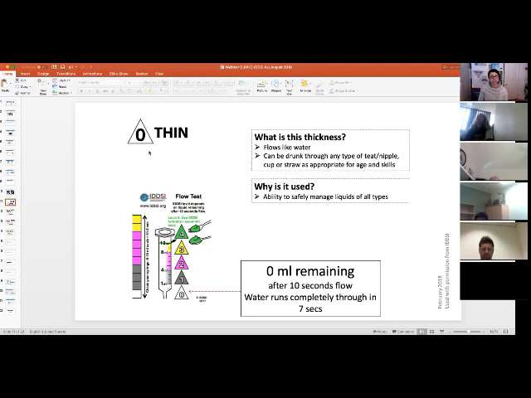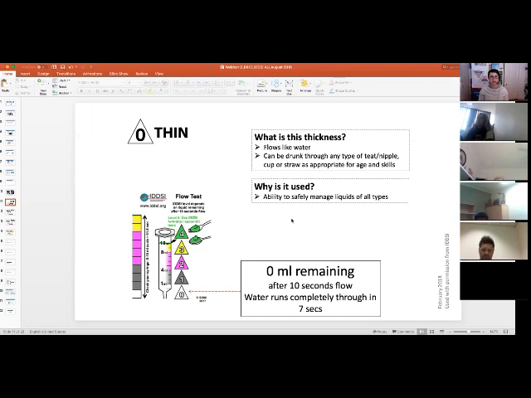is each one individually. So our level 0 or thin, this thickness flows like water or milk or tea or coffee. It could be drunk through any type of teat or nipple, cup or straw, as appropriate for that person's age and skills, because this is both an adult and a paediatric framework. Why is it used? So this particular one obviously is okay for anyone to use. So you need the ability to manage all types of liquids safely.